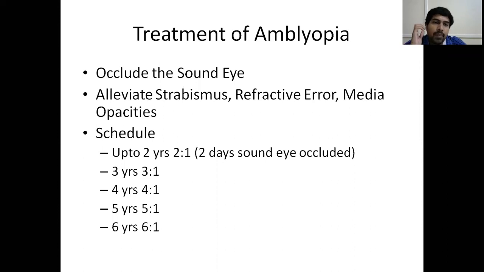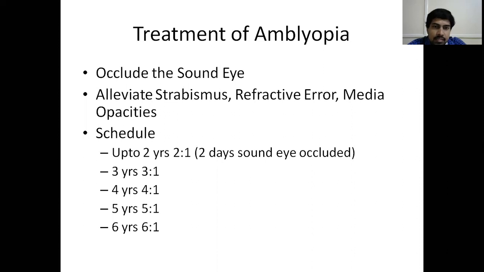day. So the patching is, suppose there's a 2-year-old child, his right eye is abnormal. So close the left eye, the normal eye, for 2 days. After 2 days, you close the abnormal eye for 1 day. So that is how you do it. For 3 years, it is 3:1, 4 years, 4:1. For 1 year, it is 1:1. So that is how you treat amblyopia.